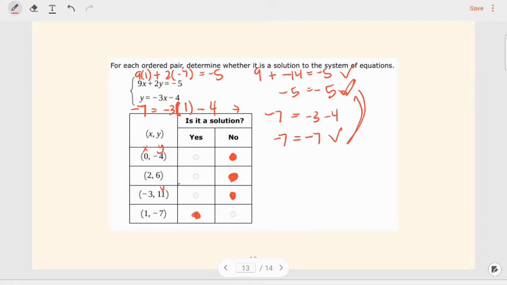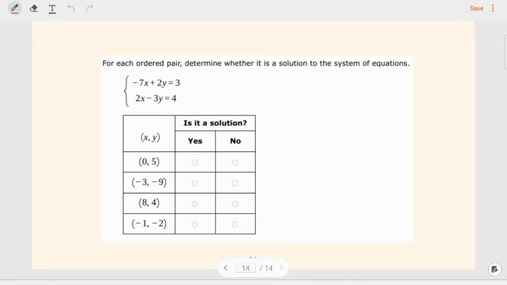And that's how I work through each of these problems. Now I'm going to walk through just one more to make sure we've got the hang of this. But if you feel like you've got it, go ahead and start your assignment.